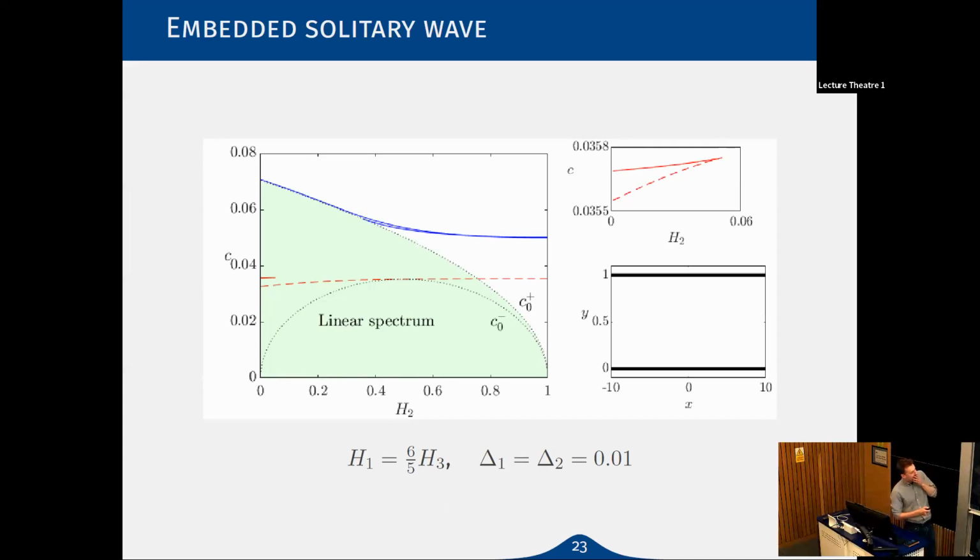So everything I've talked about so far has been outside the linear spectrum. This is where you typically expect to find true solitary waves, localized solutions with no tails. But when you're inside the linear spectrum, things are a bit different.